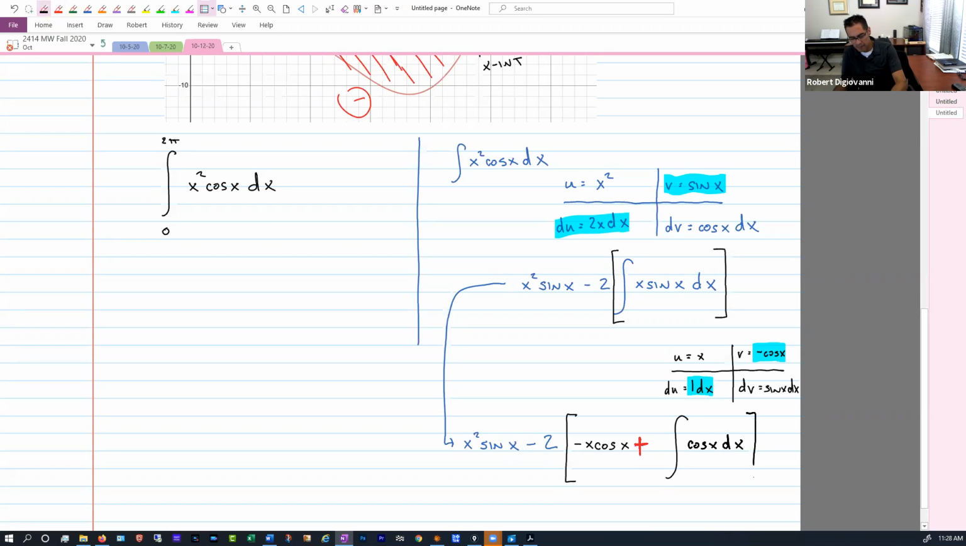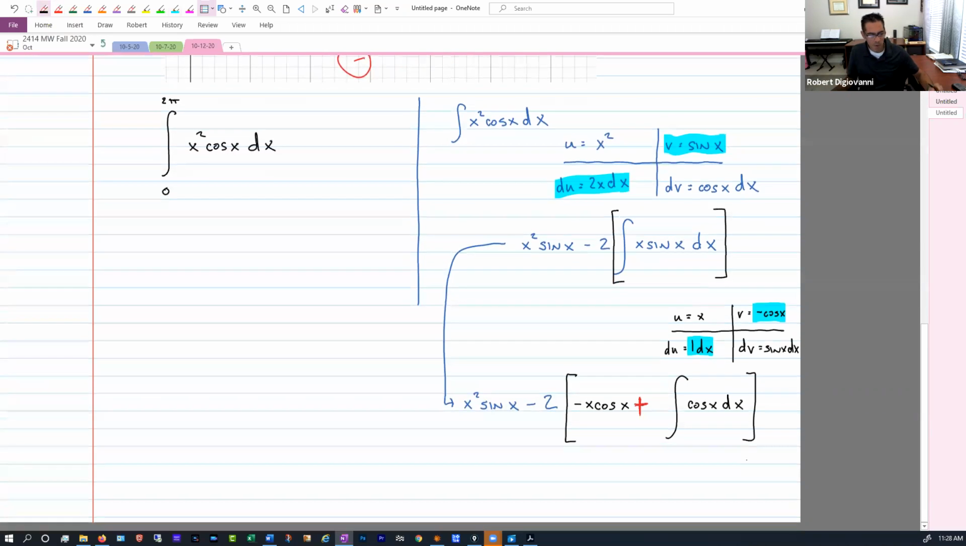Close my bracket. And I think at this point we're ready for our final version here. Minus x cosine x. The antiderivative of cosine is just sine, so plus sine x. Now over here we would say plus c because we're doing an indefinite integral. Is this good?